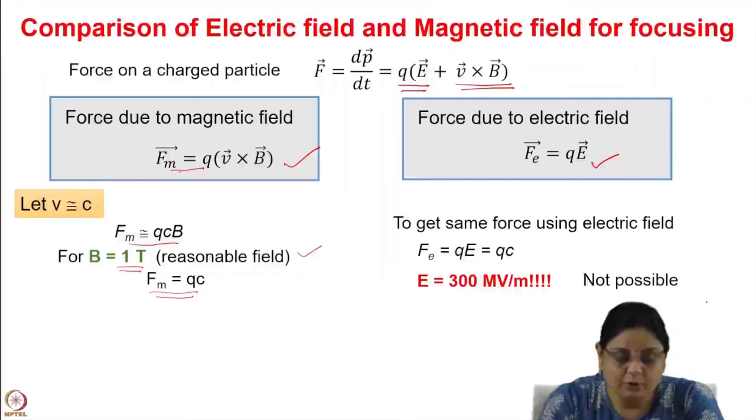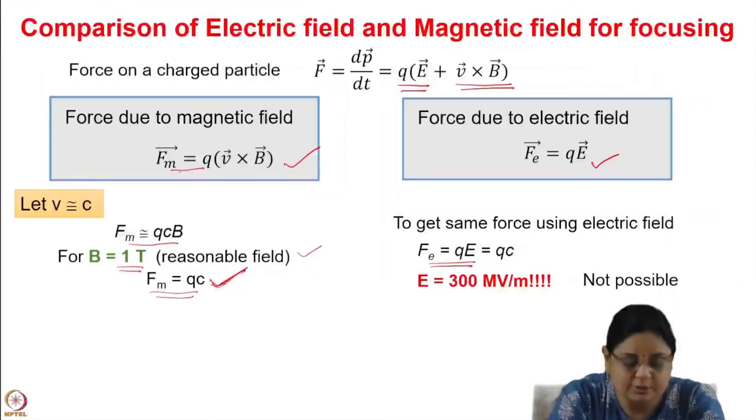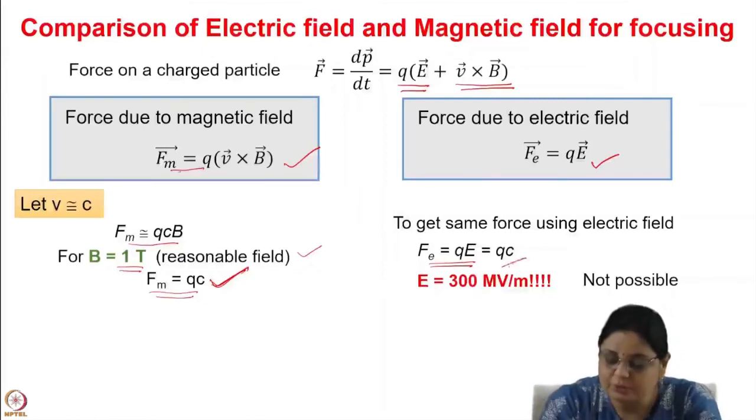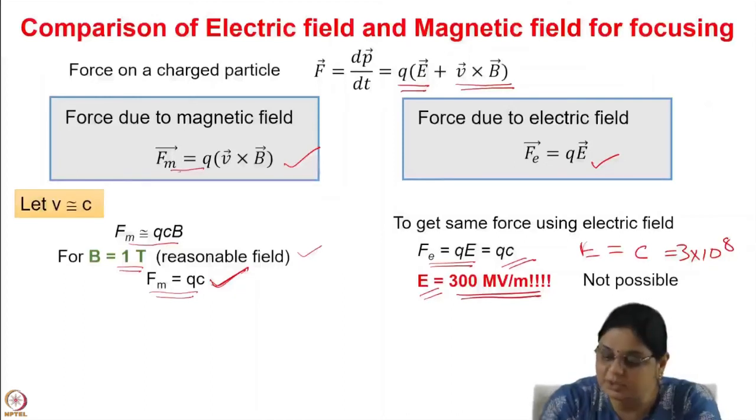Now let's see if I want to get the same amount of force using electric field. So Fe is equal to QE, and I want to produce the same amount of force as due to this magnetic field. So I put it equal to Qc. Now if I calculate from here the value of the electric field, E is equal to c, and c is 3 times 10 to the power of 8. So this is 300 million volts per meter. It's not possible to achieve an electric field as high as this.